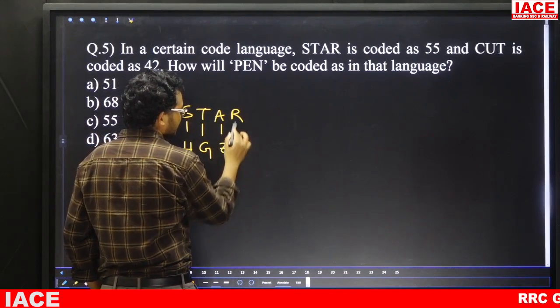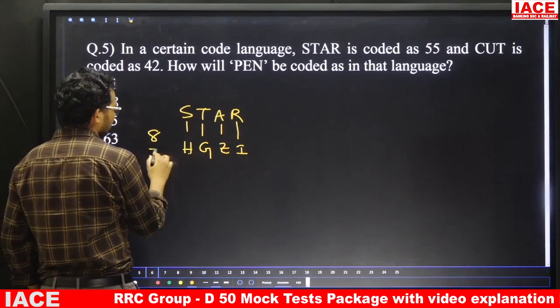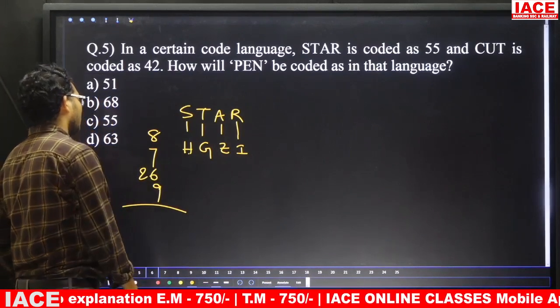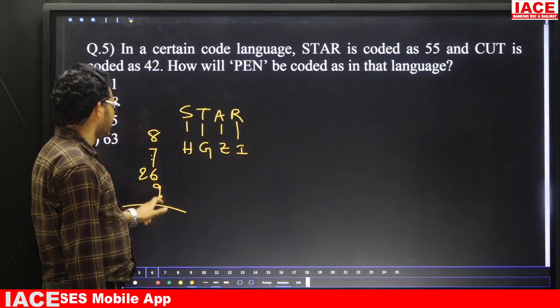A opposite Z, R opposite I. H face value is what? 8. G face value 7, Z face value 26, I is 9. Now friends, observe here, total is how much? 15. Next, 21 plus 9, total is what?